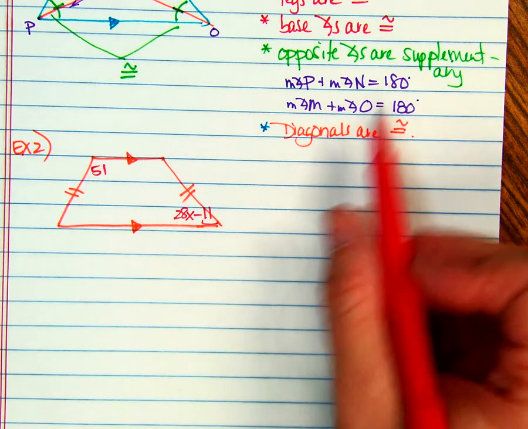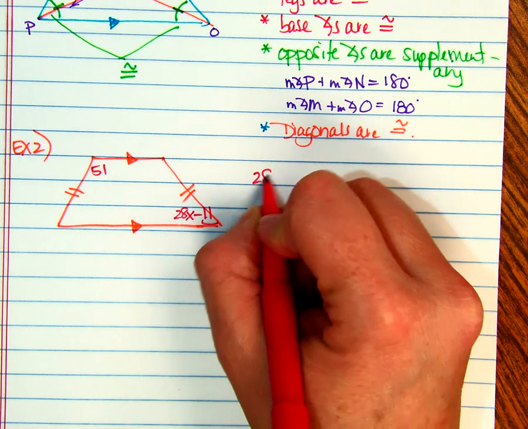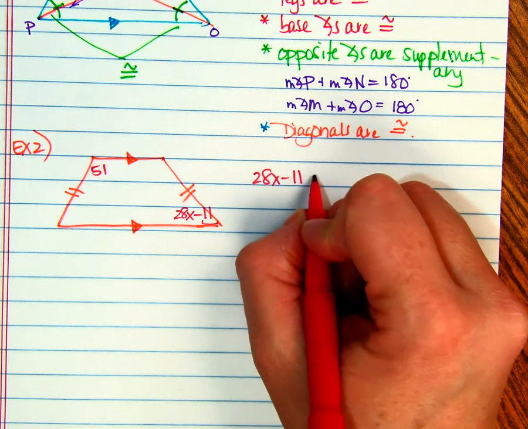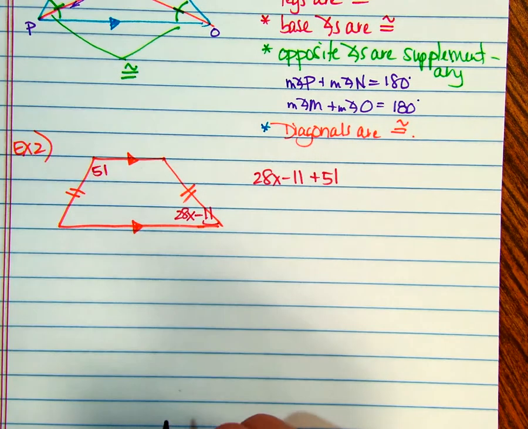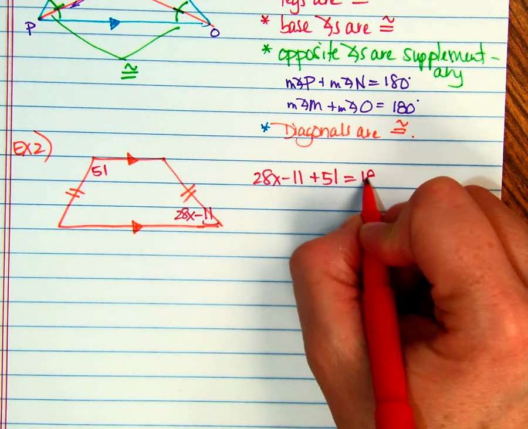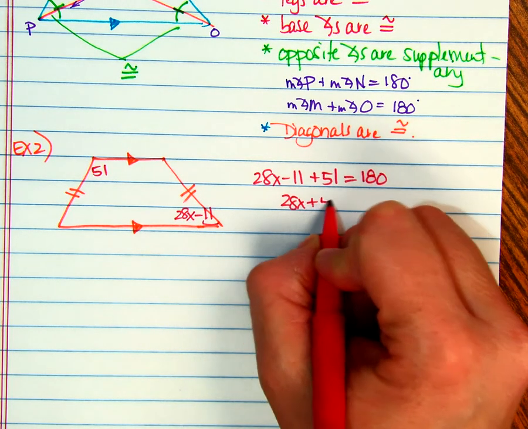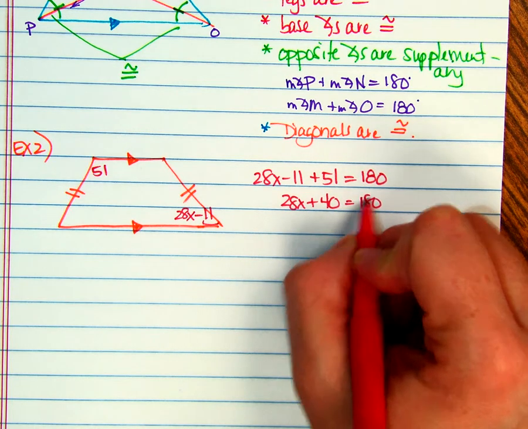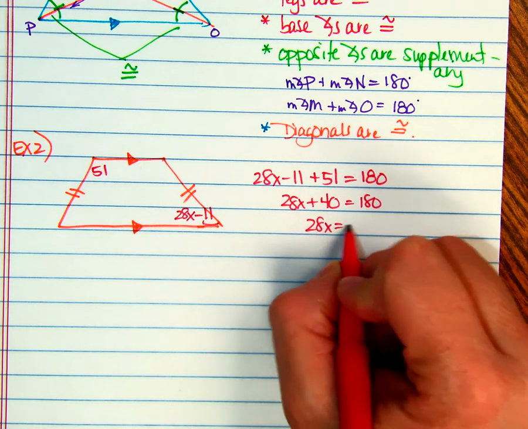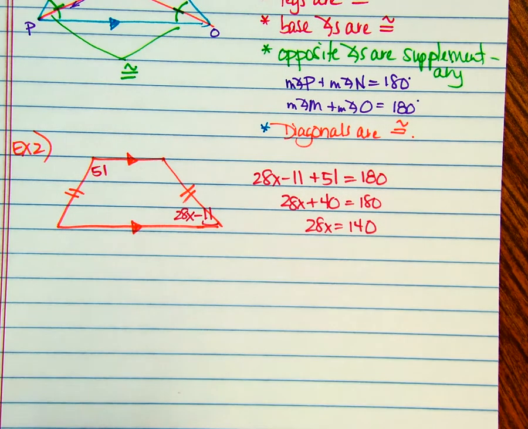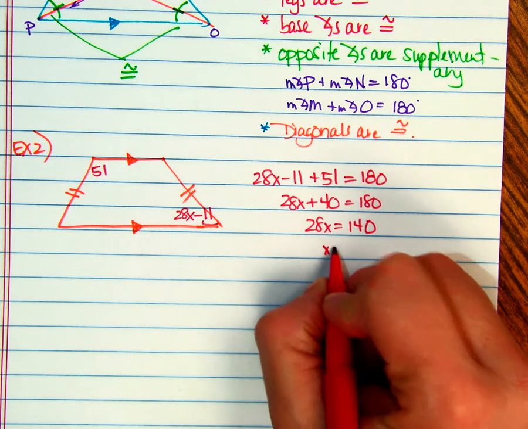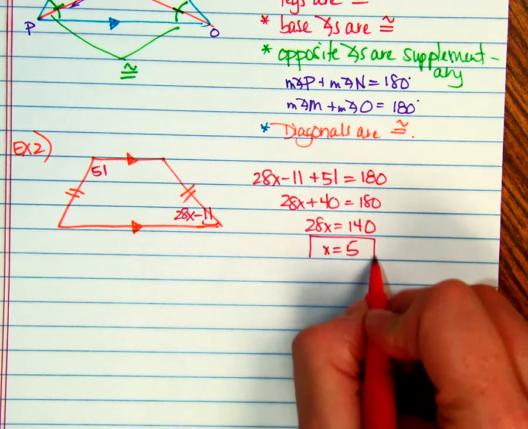So opposite angles are supplementary. So 28x minus 11 plus the other angle of 51 is going to equal 180 degrees. So 28x plus 40 equals 180. 28x equals 140. And I'm going to grab my calculator. So that means that x equals 5.